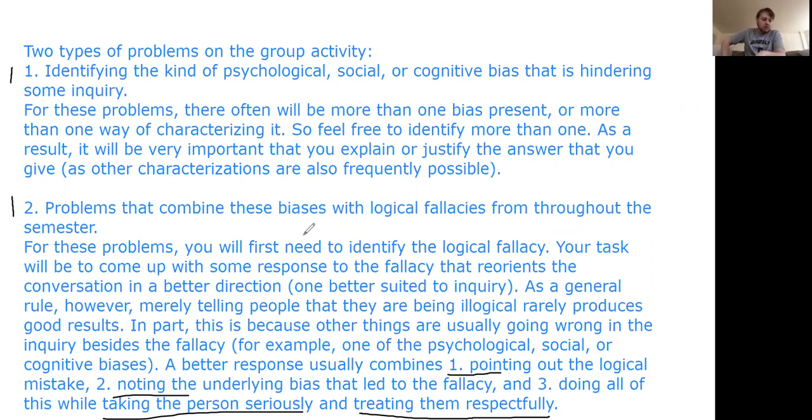So what you're going to need to do is come up with a more sophisticated response to the fallacy. You're going to need to also note the underlying bias that led to the fallacy and come up with a response that takes the person seriously, that treats them responsibly, while still pointing out the logical mistake, and all of this in an effort to get people moving in better directions.